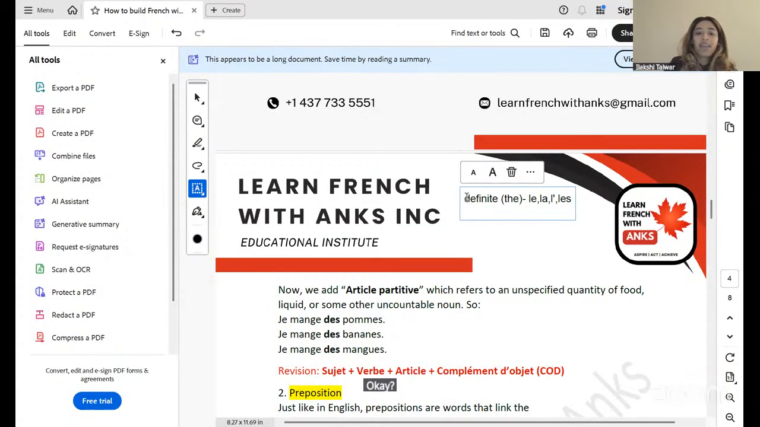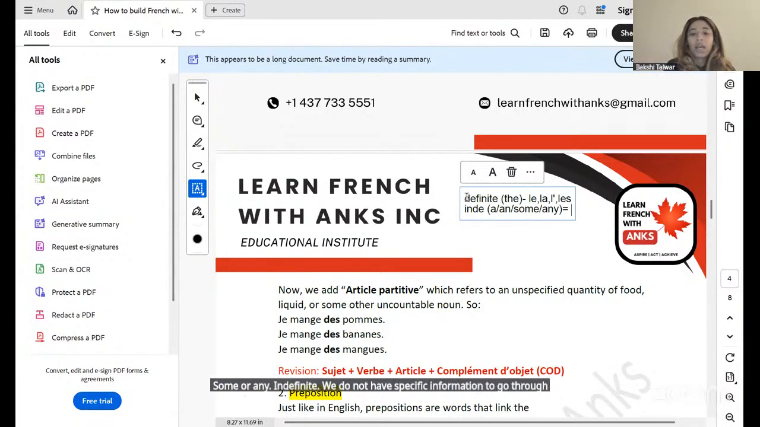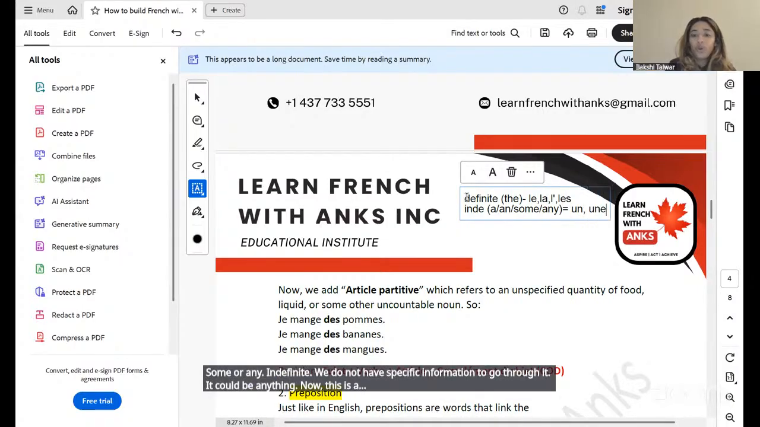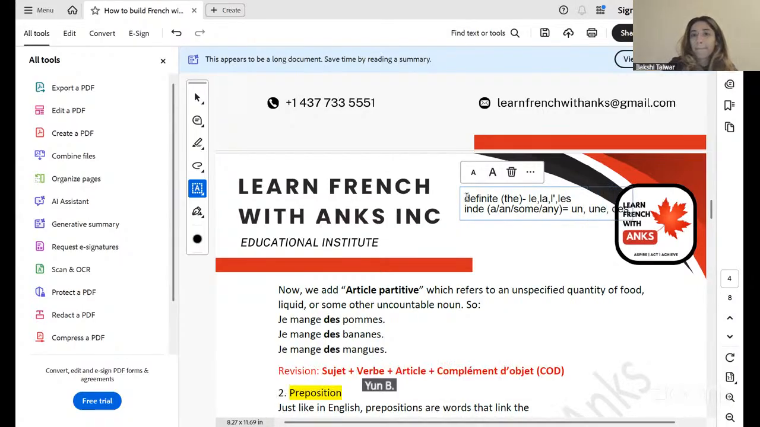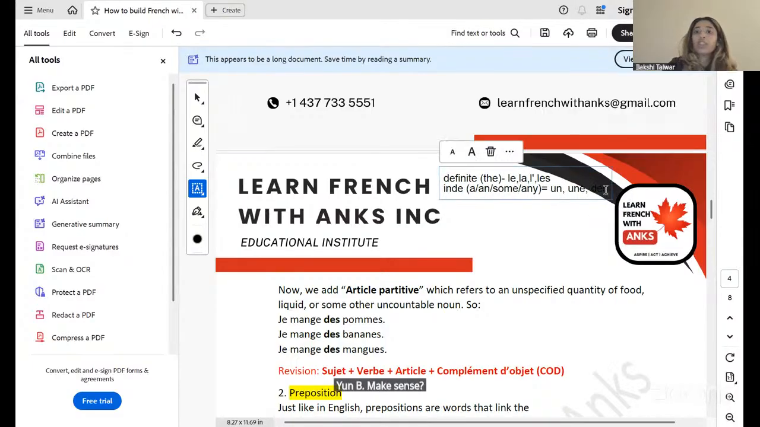Okay? Then we have the indefinite articles, which basically denote a, an, some, or any. Indefinite. We do not have specific information for it. It could be anything. Now, this is un, une, des. Make sense? Those are the 2 basic kinds of articles that you already know.